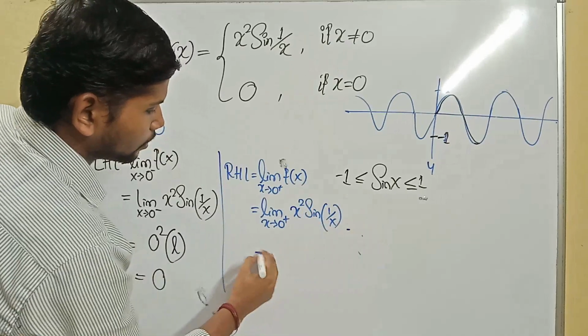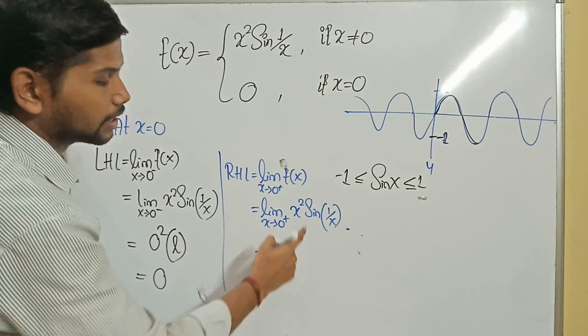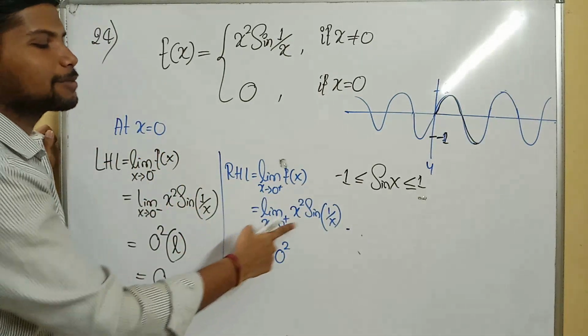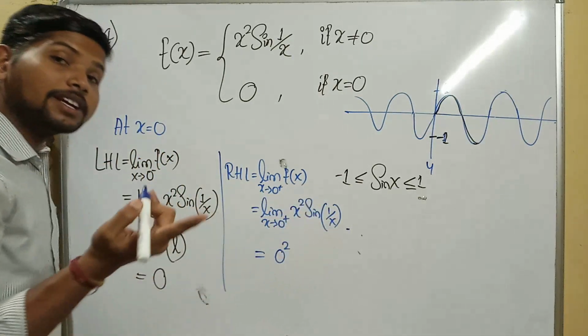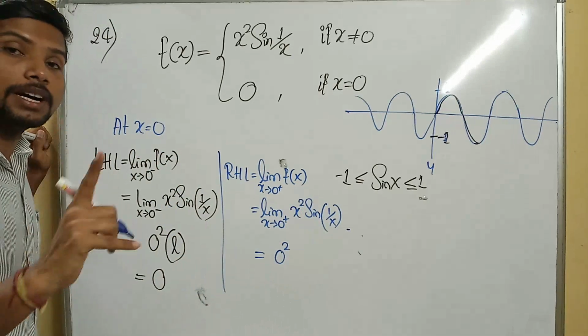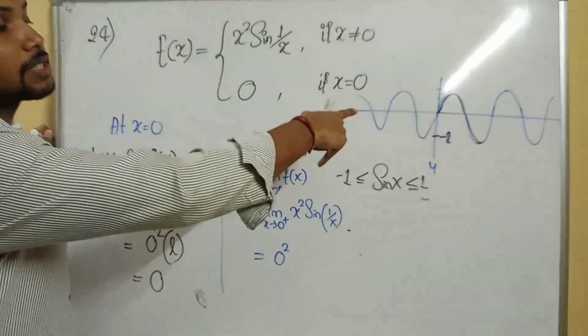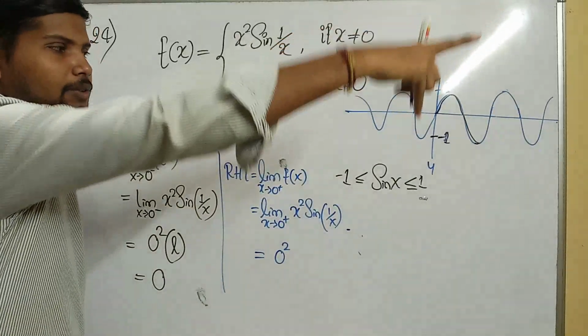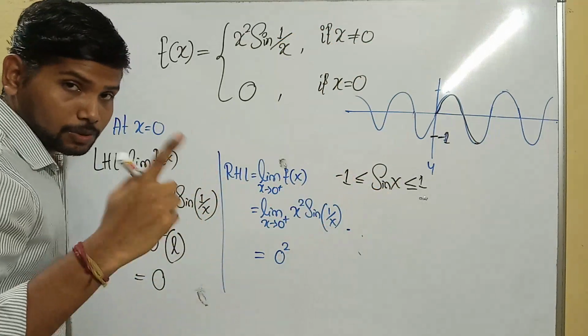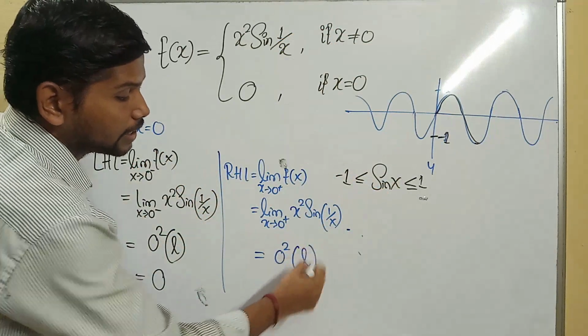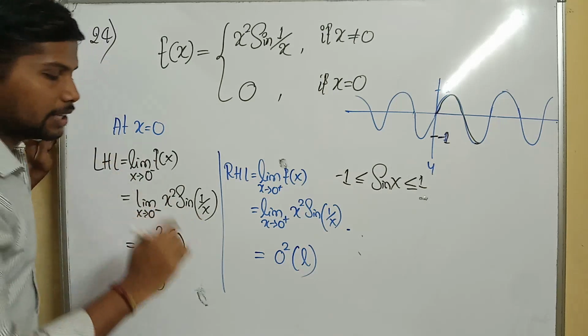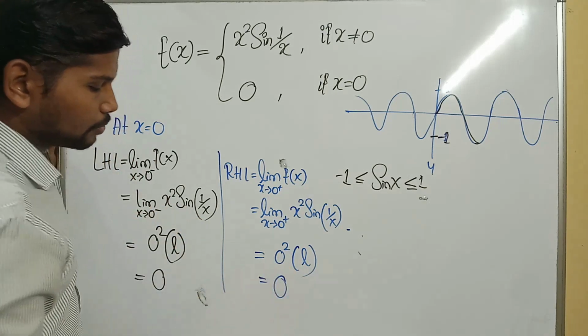Okay, now concentrate, x is replaced by 0 square. Again the same thing: whenever I substitute the value 0, 1 by 0 will be indeterminate, but whenever we take sine of any value, it is always in between minus 1 to plus 1. That's why it is a finite unique quantity L. 0 into any finite value is 0.